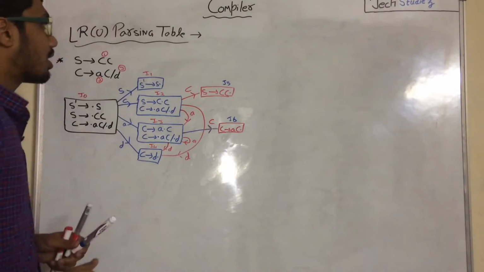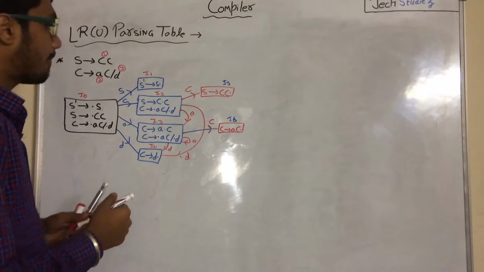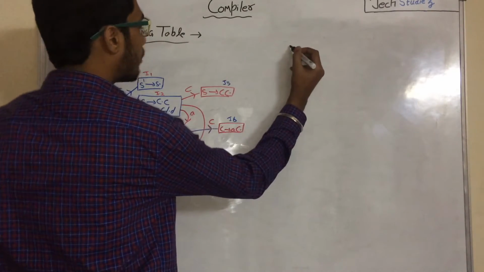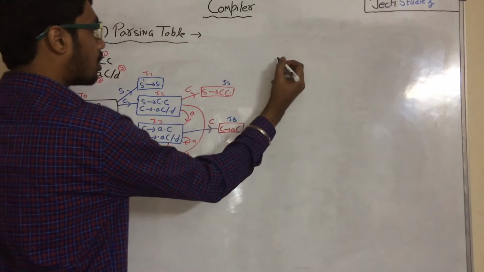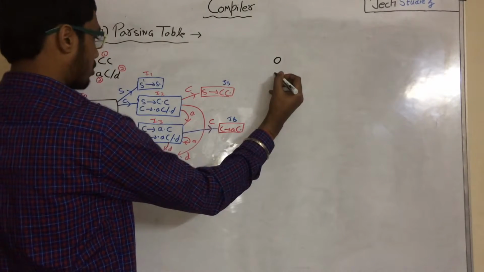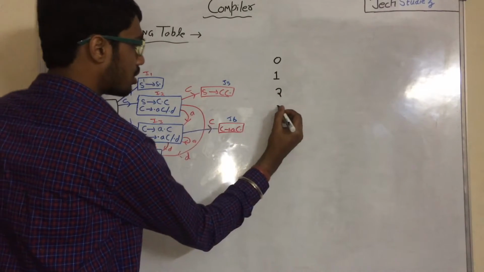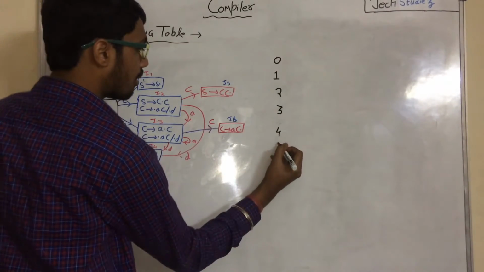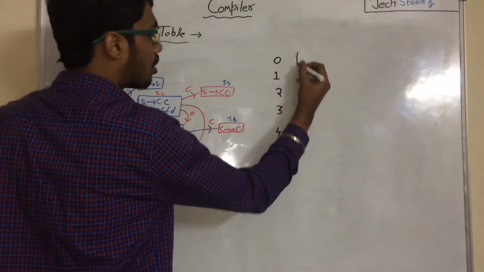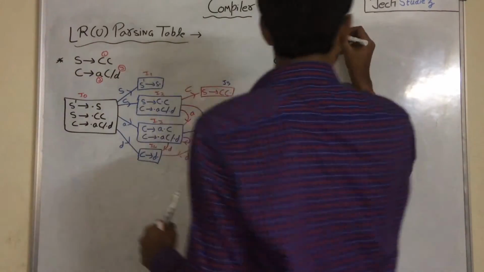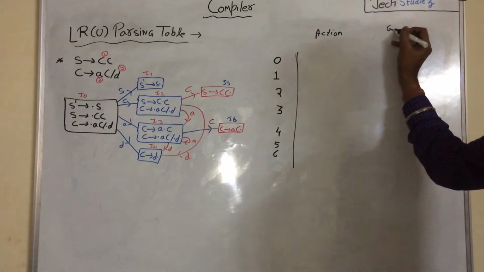Now let us take another example on LR0 parsing table. So in this what we have to do, we have mentioned all the transitions, 0, 1, all the states 0, 1, 2, 3, 4, 5 and 6. Now there are two parts, one is action and other one is go to.